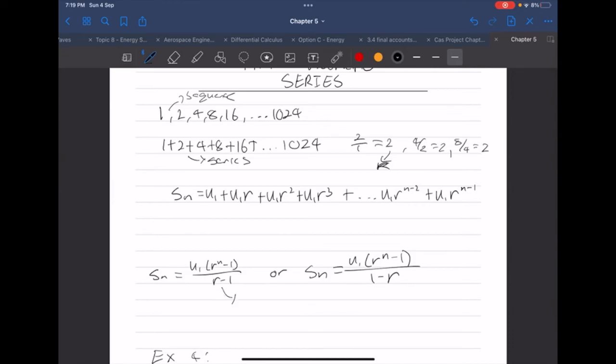So you'll use one mainly if r is greater than 1, and you'll use the other if r is less than 1. Yeah, and so I made a mistake. When r is greater than 1, you'll use this left one. And like before, r is still the ratio, u1 is still the first term, Sn is the sum of n terms, and n is the number of terms you want to find.